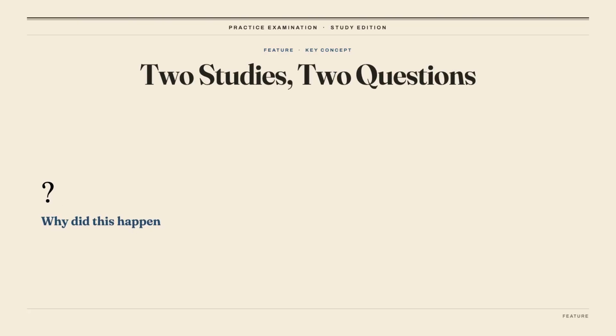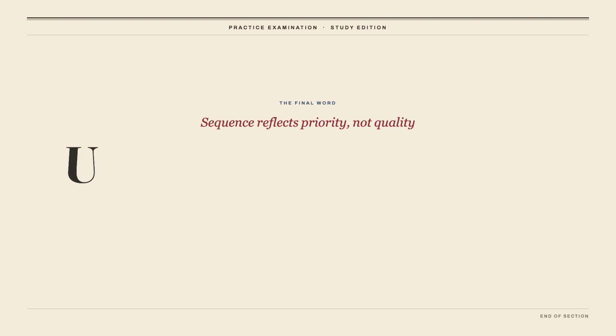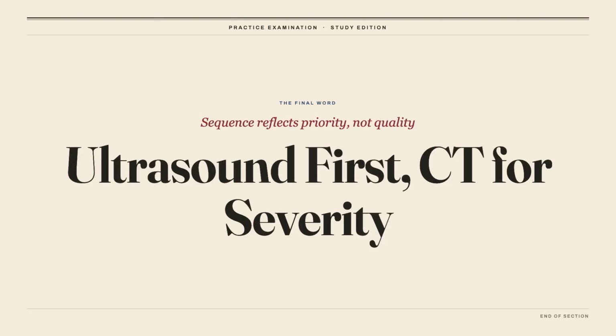That's where contrast-enhanced CT comes in, the gold standard for the gland itself, revealing inflammation, fluid collections, and necrosis. It's typically delayed 48 to 72 hours, because necrosis takes time to appear and an early scan can be falsely reassuring. Ultrasound answers why this happened. CT answers how bad it is. Ordering CT before ultrasound isn't just inefficient. It exposes a patient to radiation and contrast when a 10-minute bedside scan could have already answered the most urgent question: what caused this?